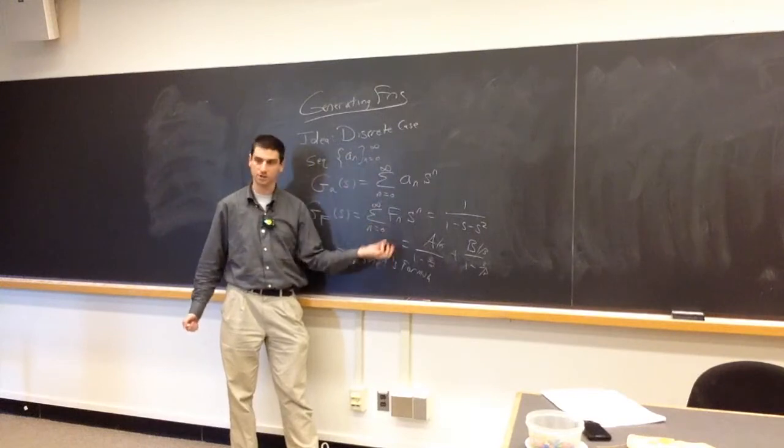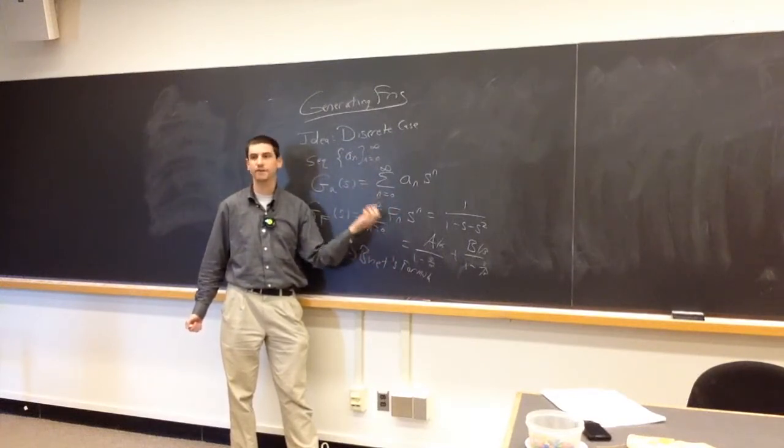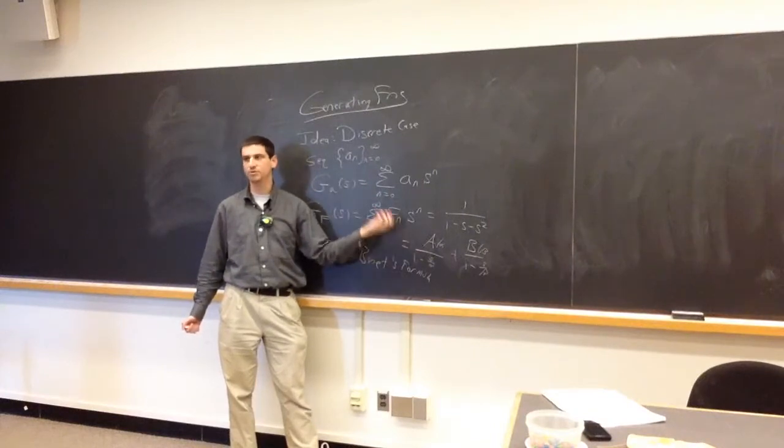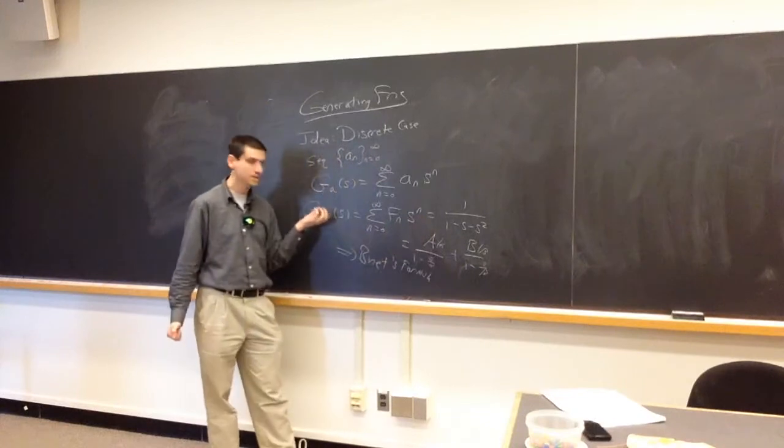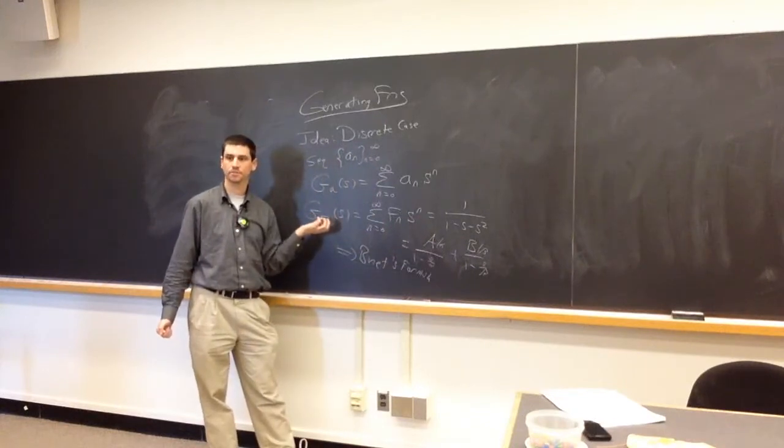So to me, this is miraculous. We start off with a relationship for the F_n's. F_{n+1} is F_n plus F_{n-1}. F_0 is 0, F_1 is 1. We build up this function. And amazingly, this function has a closed form expression.